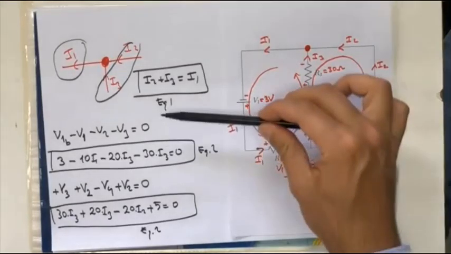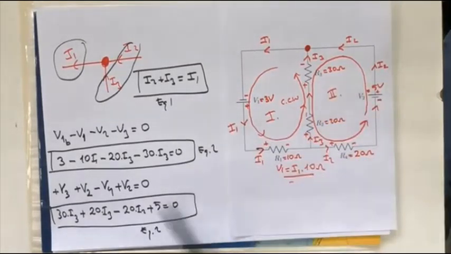So now we have 3 equations and 3 unknowns. By mathematical manipulation, you can easily find all the current and voltage values. So according to this knowledge, you will do these calculations yourself at home.